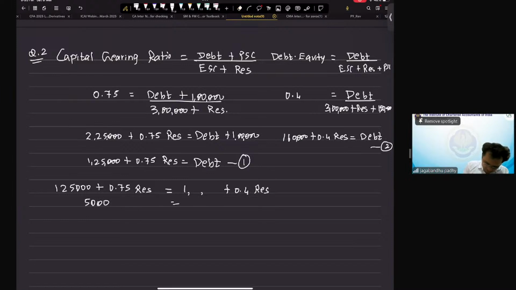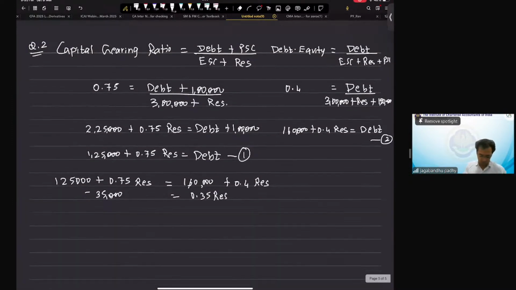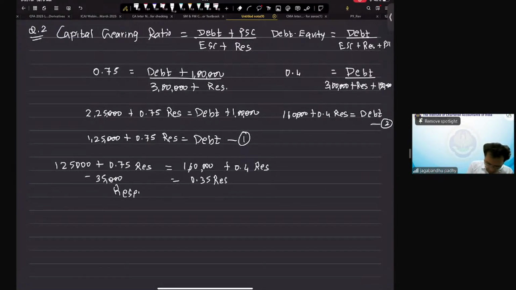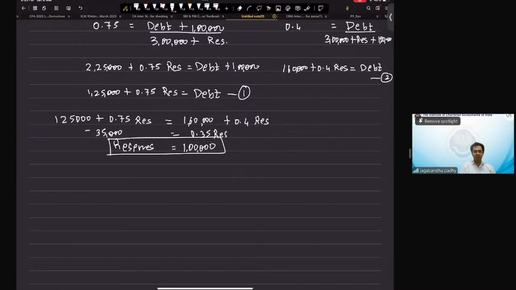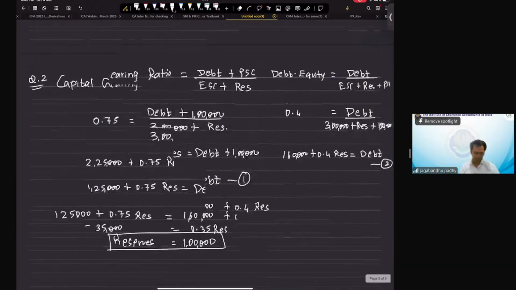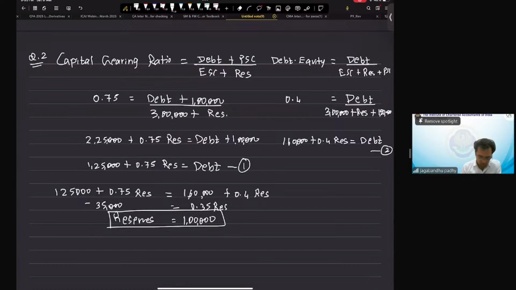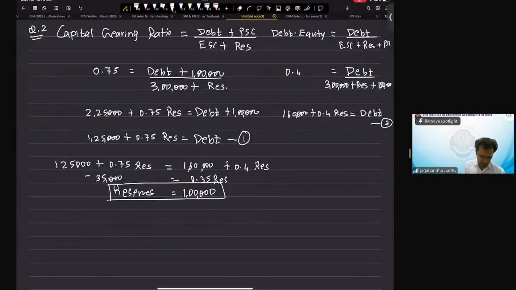And when you just solve this, 1,60,000 coming on this side, you'll have minus 35,000 equal to 0.4 minus 0.75 reserves. Okay. We get the value of reserves as 1 lakh. Value of reserves is 1 lakh. Now, when we say that reserves are equal to 1 lakh, we can definitely calculate all other aspects also.